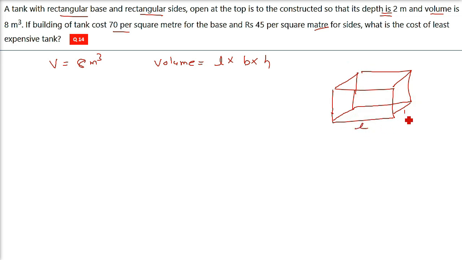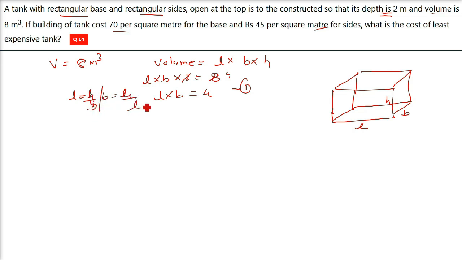Now just imagine that we have L and B as the base, that is the length and breadth for the base. Height, what you see here, is the height of the box. Length into breadth into height or depth, they both are same and they are given as 2 meter. So this is equivalent to 8 meter cube in the question. So we get a relationship between length and breadth which is 4. You can put length as 4 by B and breadth as 4 by L. These are two equations that we are going to use when we form the equation.